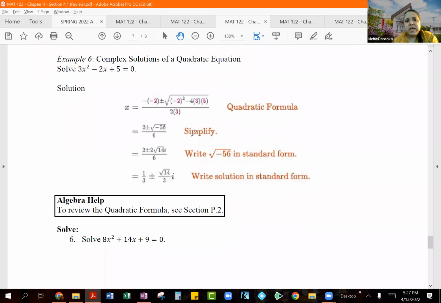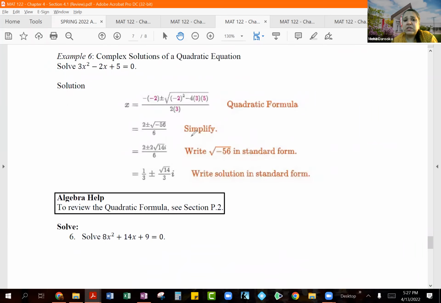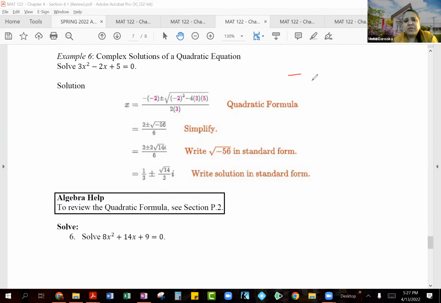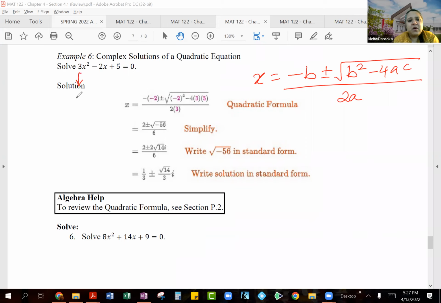But this is what I really wanted to get into, is when you get a complex solution to your quadratic equation. So this one, and again, if you're unsure about what the quadratic formula looks like, that would be x equals negative b plus or minus inside the square root b squared minus 4ac divided by 2a. And your a value is coming from here, so a will be 3. B is coming from here, so b will be negative 2. And you always take the negative sign with the number. And c will be positive 5.